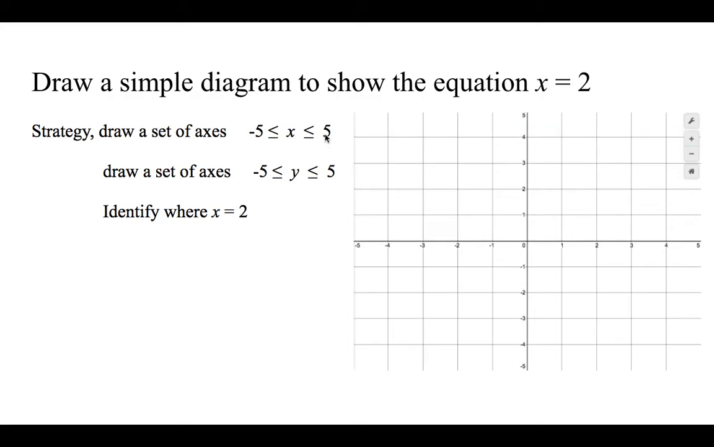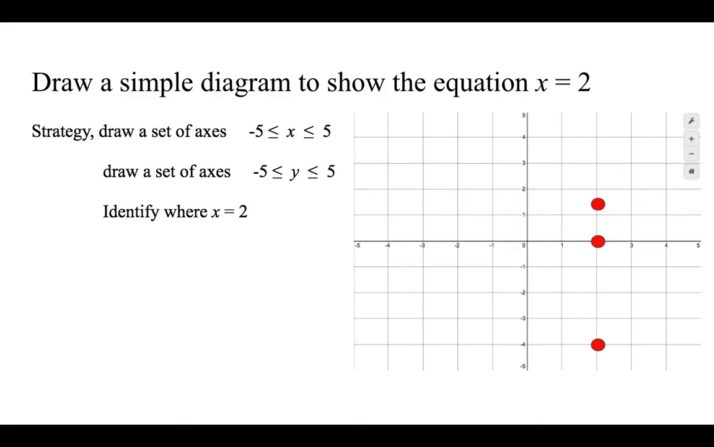Second question, draw a simple diagram to show the equation x is equal to 2. Why don't you pause the video and have a go at it yourself. Okay, so the strategy, you can draw a set of axes between -5 and 5 for the x and the y, and then identify where x is equal to 2. Let's start on the x-axis, since this is what we're talking about. X is equal to 2. So that's 2, 0, 2, -4.